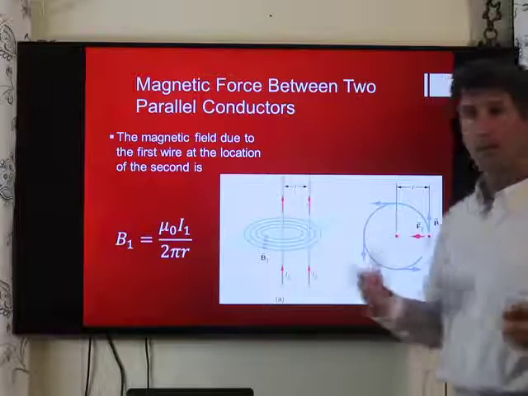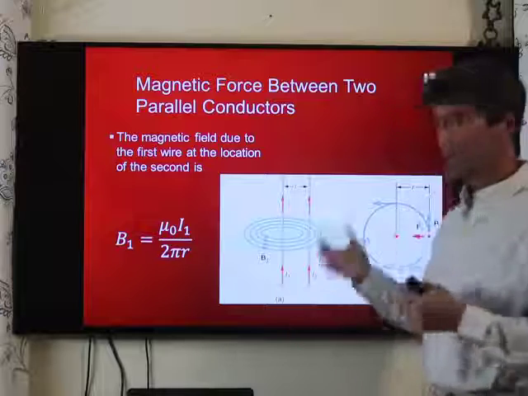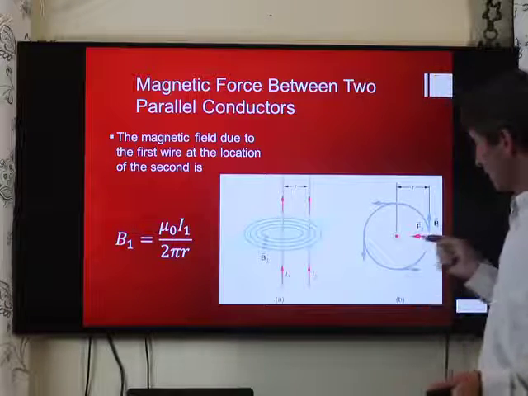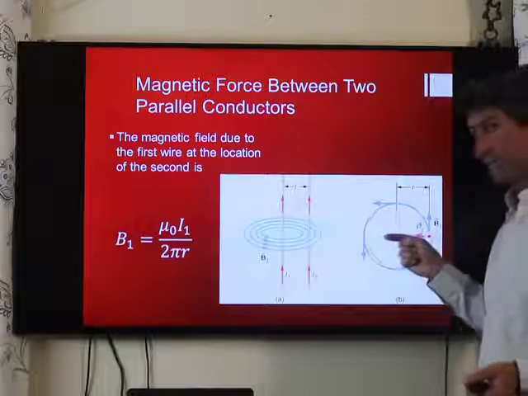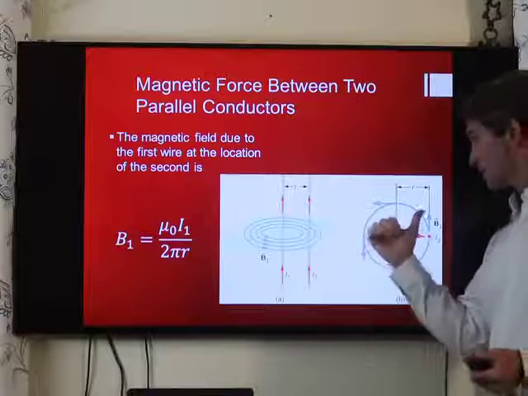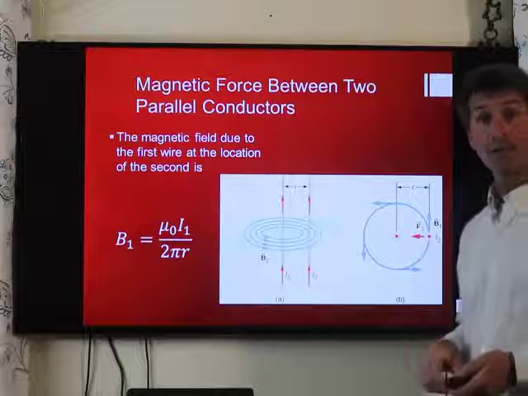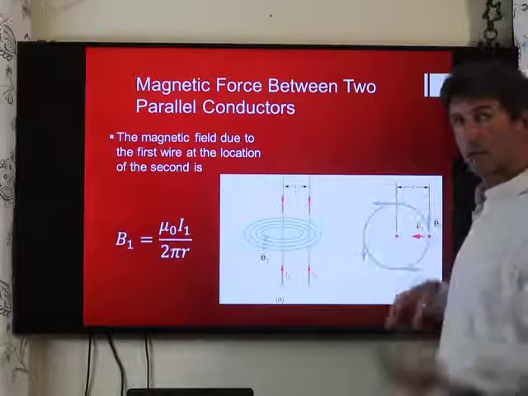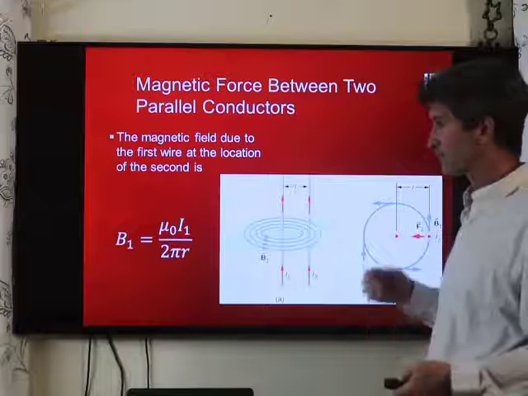Okay? And Newton's third law: for every action there's an equal and opposite reaction. So if I1 pulls on I2, causing it to move this way, there's going to be an equal and opposite force. I1 is going to be pulled toward I2. Okay? Two vectors are going in the opposite direction.